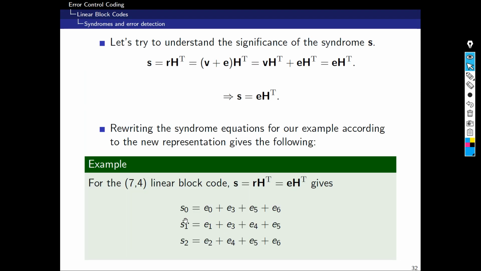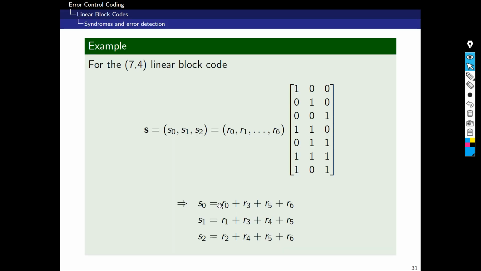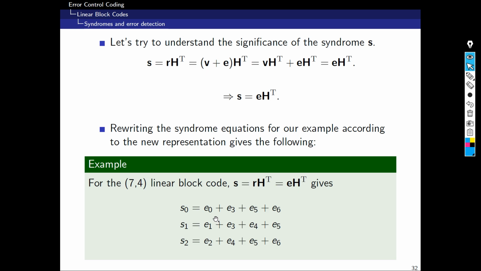So here S0 is equal to E0 instead of R. These equations are exactly the same as the previous equations I showed you here, but instead of R you put E. And this is coming from H. You put S0 equal E0 plus E3 plus E5, E6 and so on, and you continue in this pattern. You find S1 and S2.